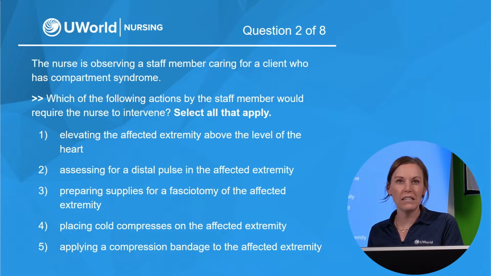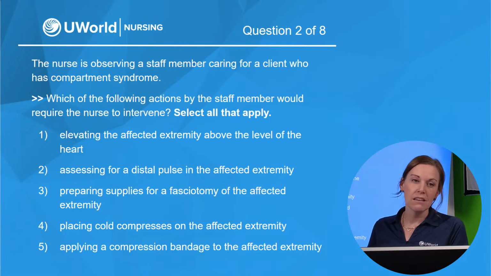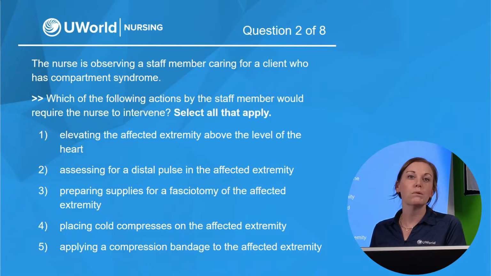The nurse is observing a staff member caring for a client who has compartment syndrome. Which of the following actions by the staff member would require the nurse to intervene? Select all that apply. Option 1, elevating the affected extremity above the level of the heart. Option 2, assessing for a distal pulse in the affected extremity. Option 3, preparing supplies for a fasciotomy of the affected extremity. Option 4, placing cold compresses on the affected extremity. And option 5, applying a compression bandage to the affected extremity.